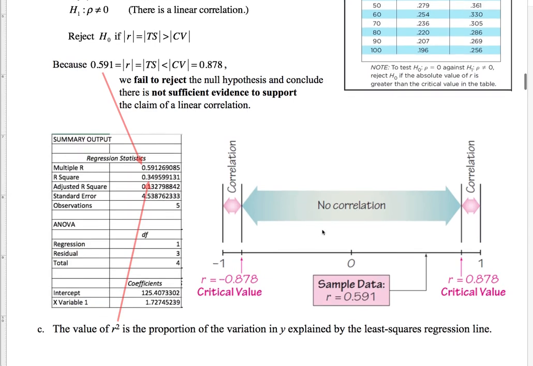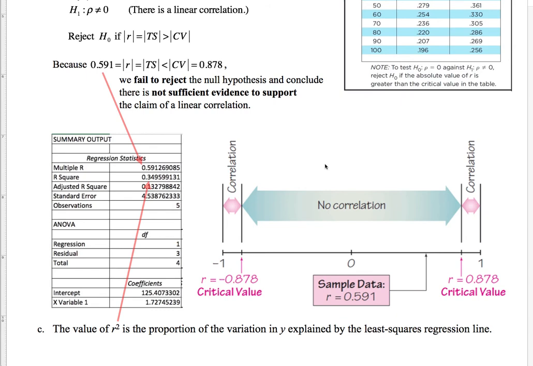Now, here is a visual representation of how we make this determination. The critical value here is 0.878. The negative version of it, if we had a negative correlation, is down here at negative 0.878. And our sample statistic is here in between. These are the rejection regions, and this is the fail to reject region.